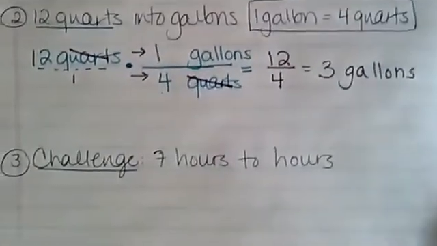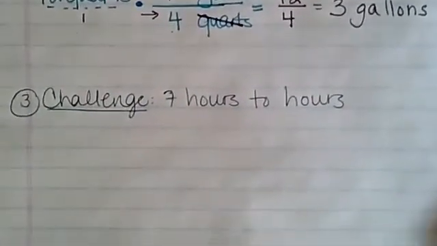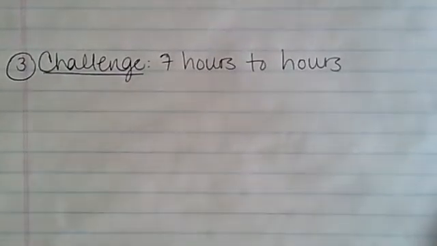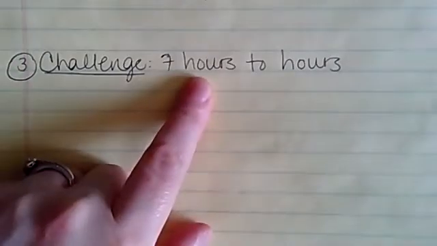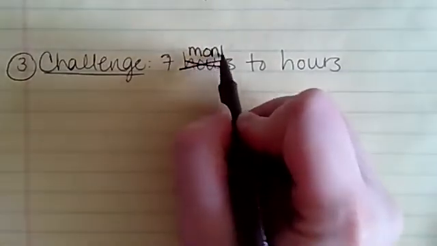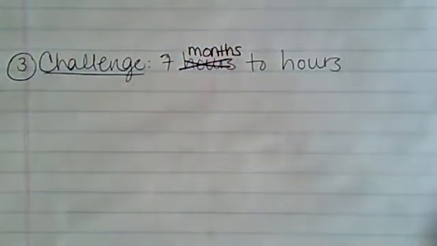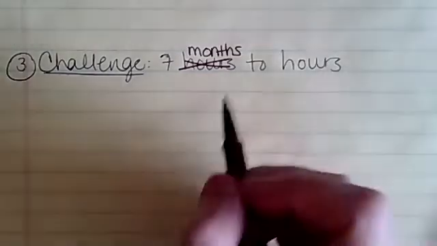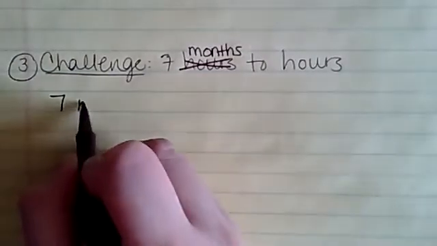Okay, so at this time you should have these 2 examples written in your notes. This next one is a challenge one. There will be an extra credit problem. So if you want to do that, you may want to watch this as an example, okay? Now, this is kind of like my common knowledge conversion. I want to convert 7 months to hours, okay? Starting with what I have, 7 months.